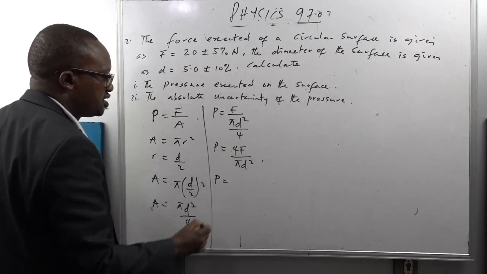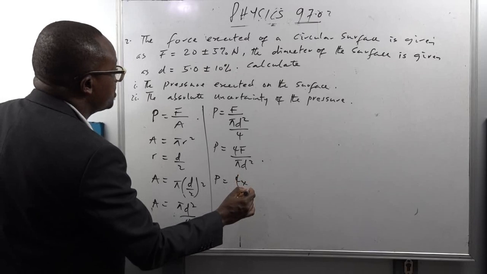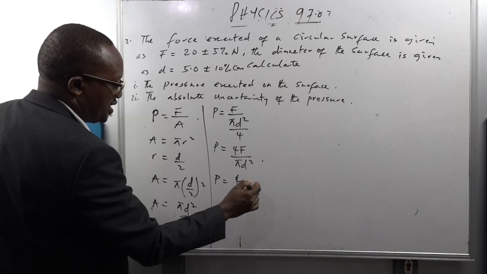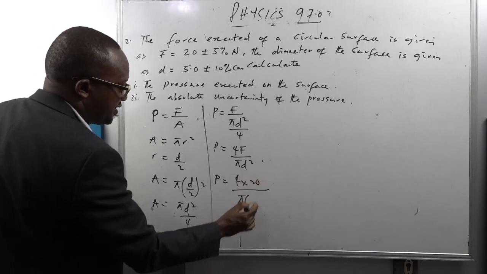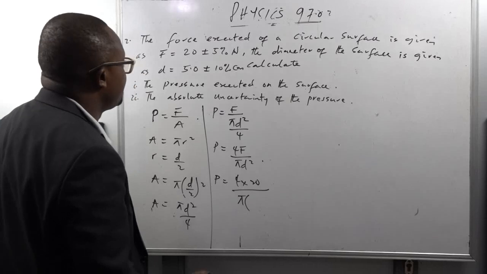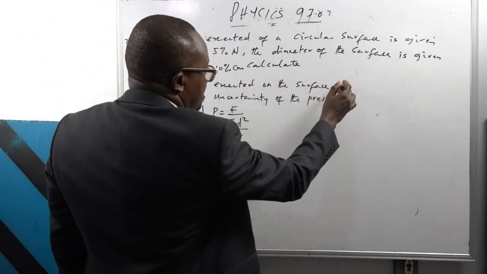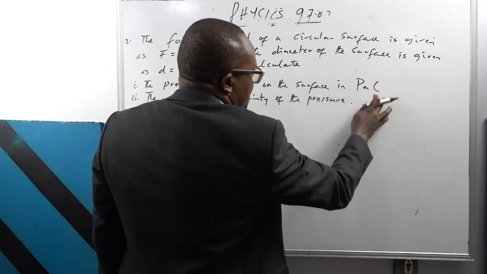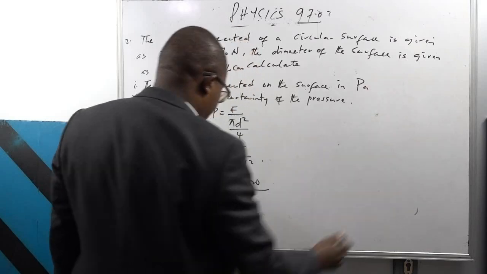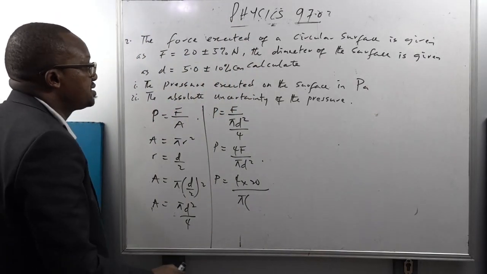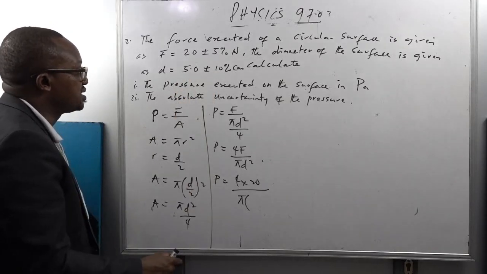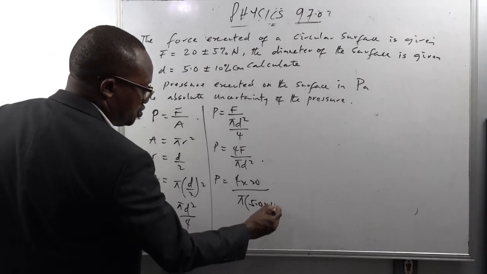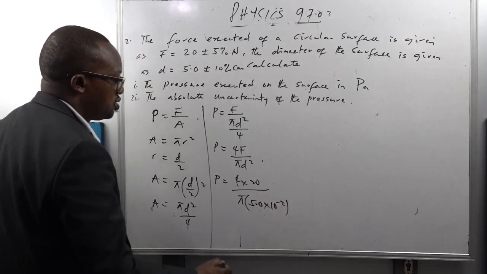So I can calculate the pressure now to be 4 times 20 newtons over pi. The diameter is given as 5.0 centimeters. And we are calculating the pressure in standard unit in pascals. Pascals, remember, is kilograms per meter per second squared, which is standard unit. So that means that force should be in newtons, the diameter should be in meters. So that becomes pi times 5.0 centimeters, convert that one to meters, you multiply with 10 raised to the power minus 2, all squared.